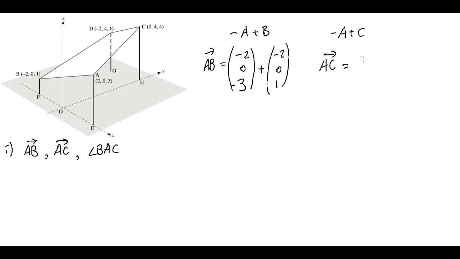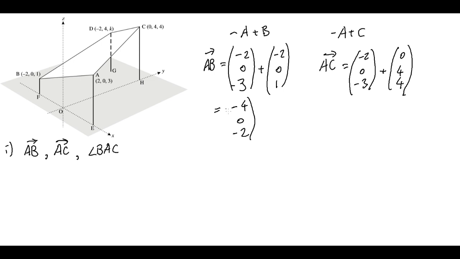it is minus 2, 0, minus 3, add 0, 4, 4, which for this gives you minus 4, 0, and minus 2, and gives you AC equals 2, minus 2, 4, and 1. So that's the first 2 bits done. We need to find angle BAC.